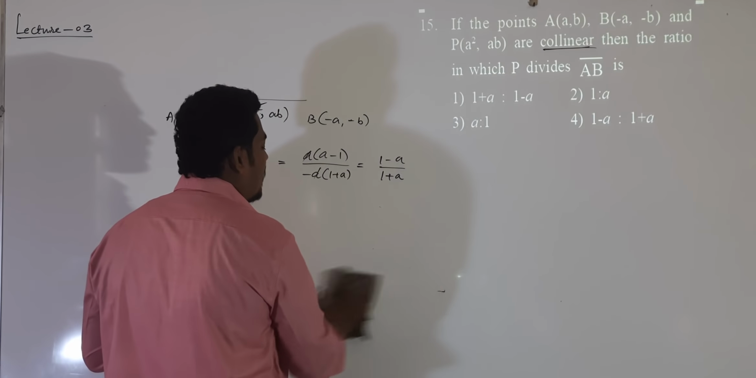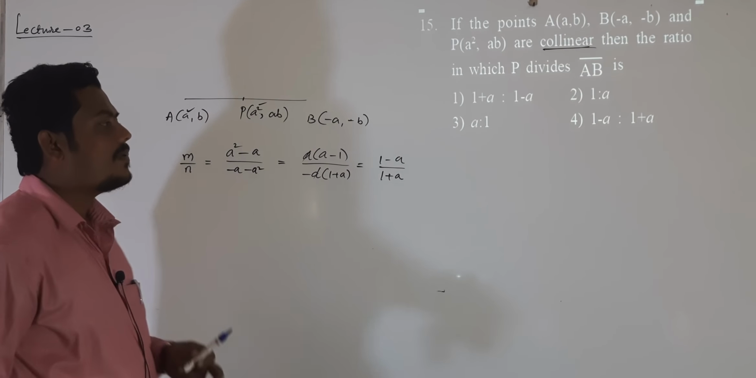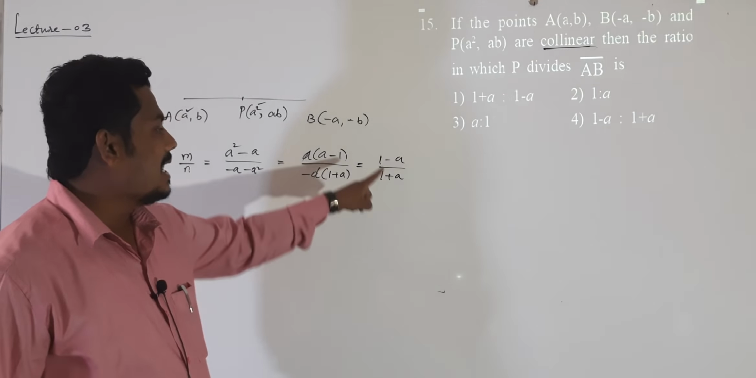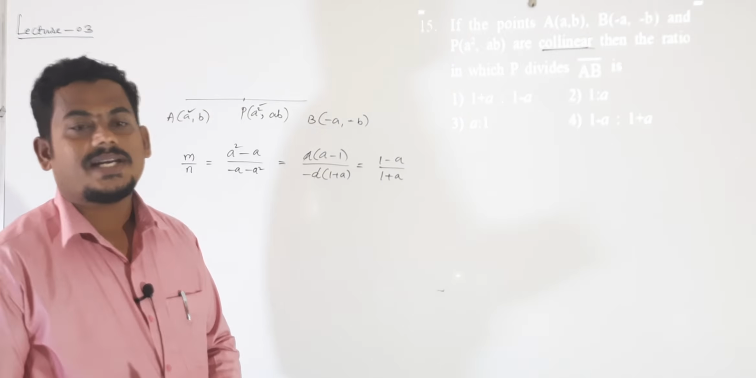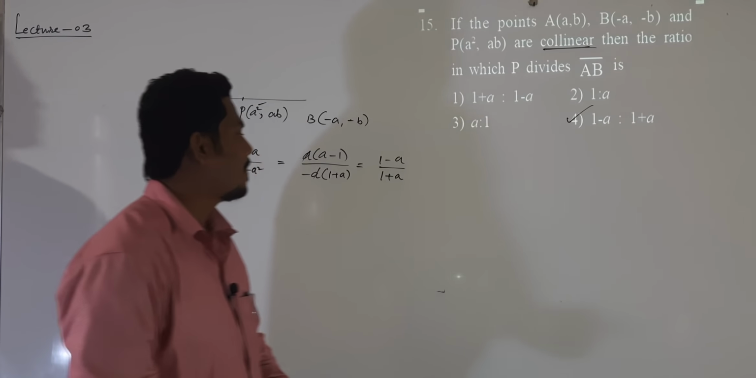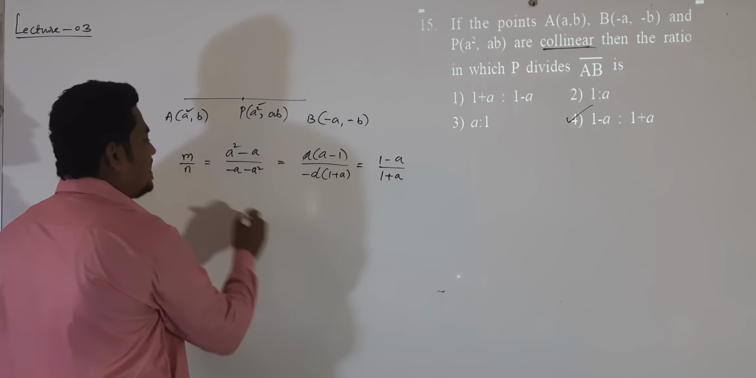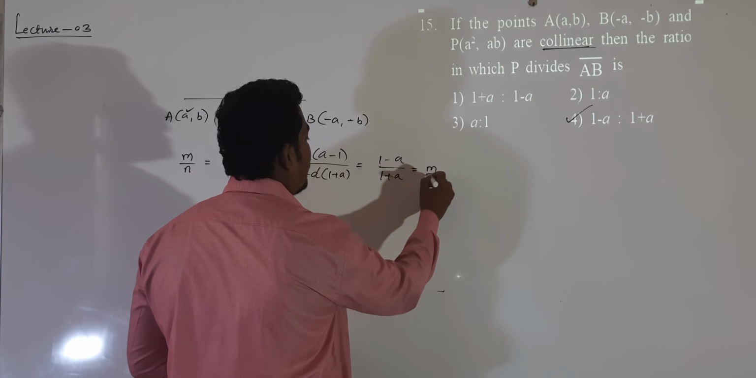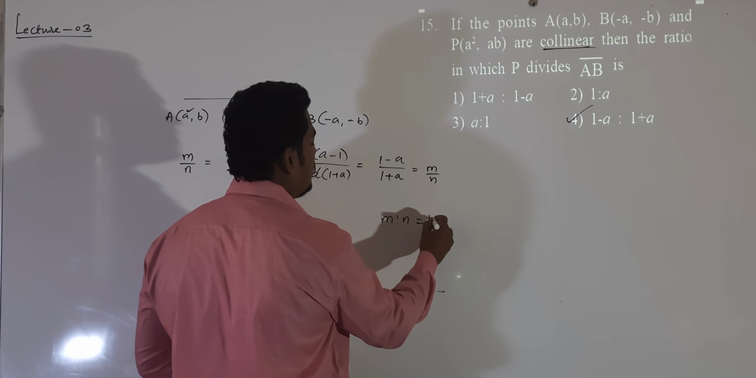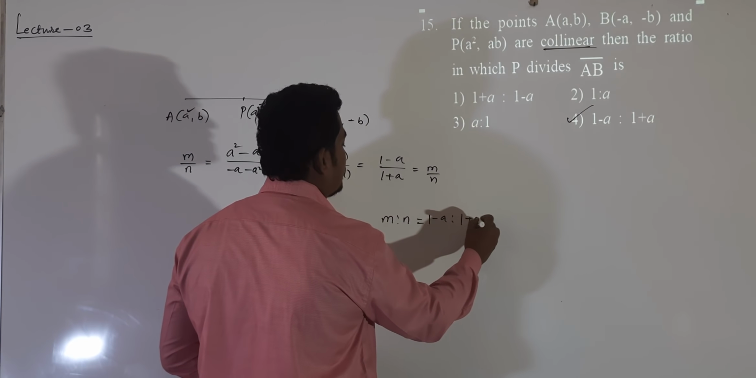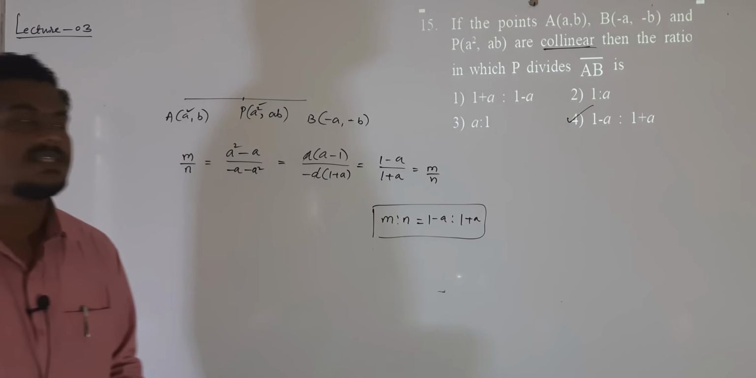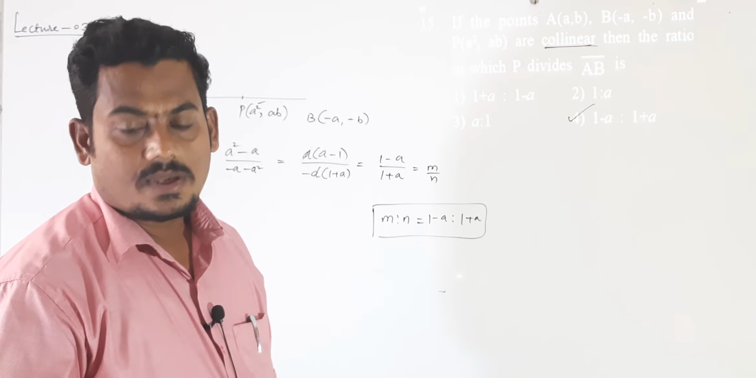In this ratio, point P divides AB. In what ratio? Point P divides the line joining AB. Clearly, in this ratio, point P divides AB. That is the fourth option, right? This is the M by N value. If you write M is to N, M is to N is equal to 1 minus A is to 1 plus A. This is our required answer. Fourth option is the correct answer, right? Next problem.